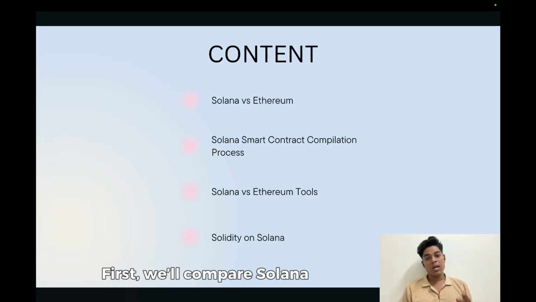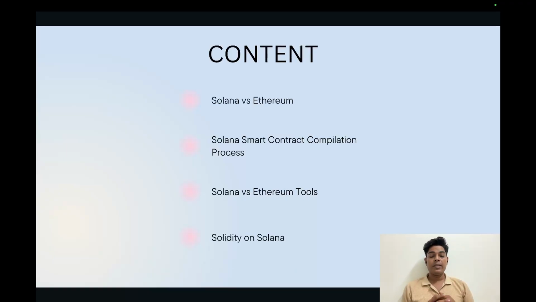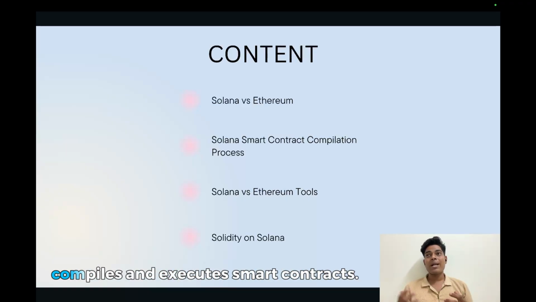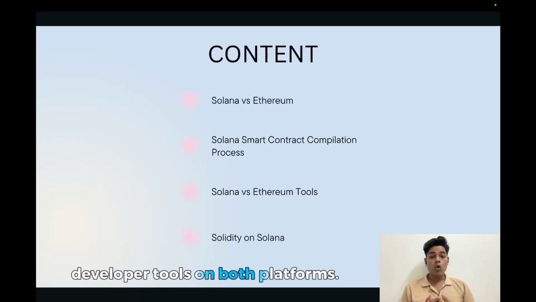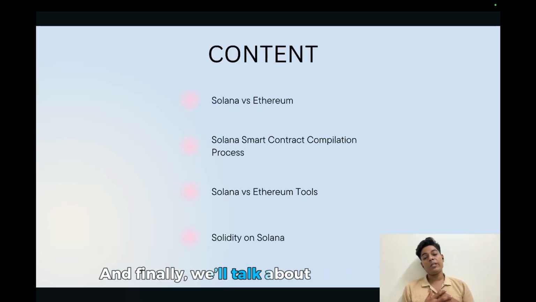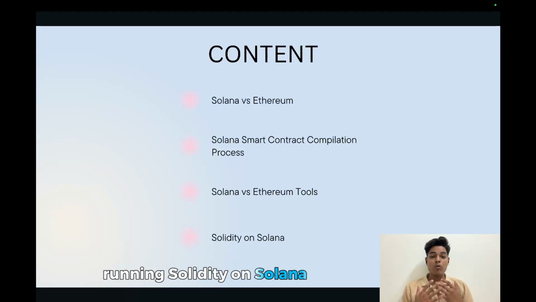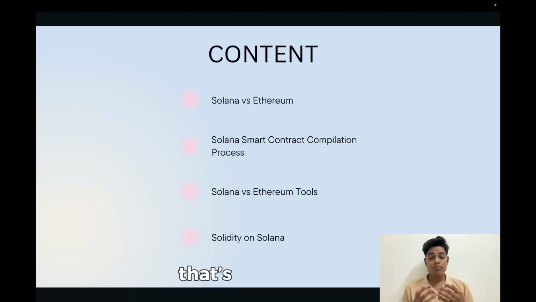First, we will compare Solana and Ethereum at a high level. Then we will explore how Solana compiles and executes smart contracts. Next, we will look at developer tools on both platforms. And finally, we will talk about running Solidity on Solana. Yes, that's possible too.